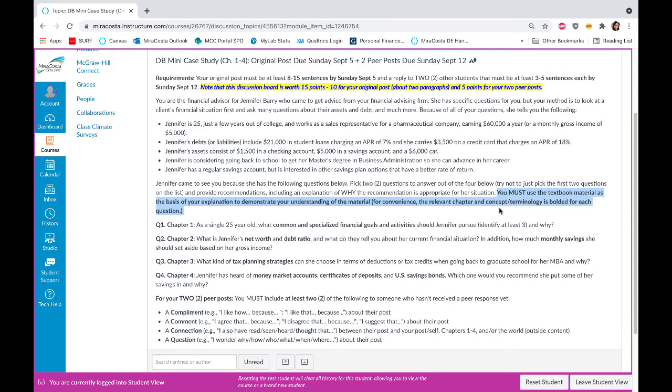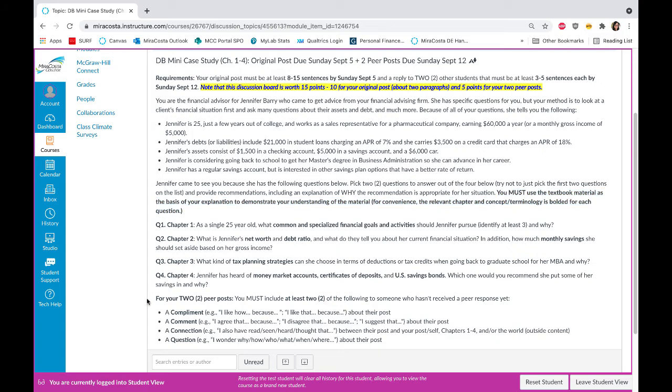In order to do this, you must use textbook material as the basis of your explanation to demonstrate your understanding of the material. For convenience, and to avoid any excuses, I have identified the relevant chapter and the concept or terminology is bolded for each question. So look for those terms in the chapter, make sure you understand it, and know how to advise her on that particular topic.